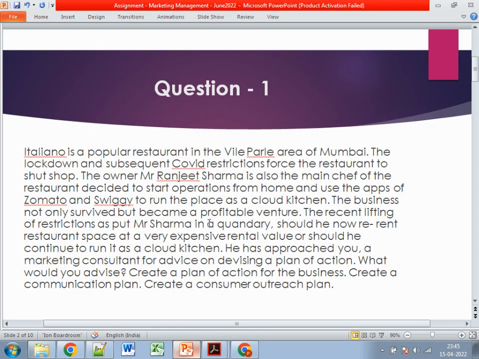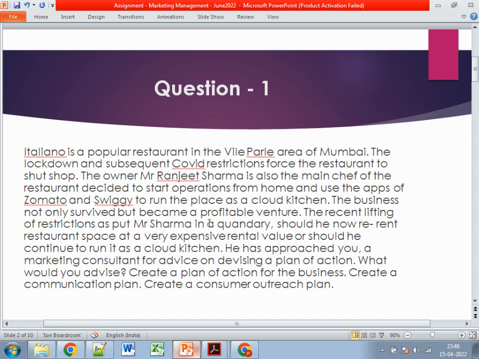The very first question is: Italiano is a popular restaurant in the Vile Parle area of Mumbai. The lockdown and subsequent COVID restrictions forced the restaurant to shut shop. The owner, Mr. Ranjit Sharma, who is also the main chef of the restaurant, decided to start operations from home and use the apps of Zomato and Swiggy to run the place as a cloud kitchen. The business not only survived but became a profitable venture.